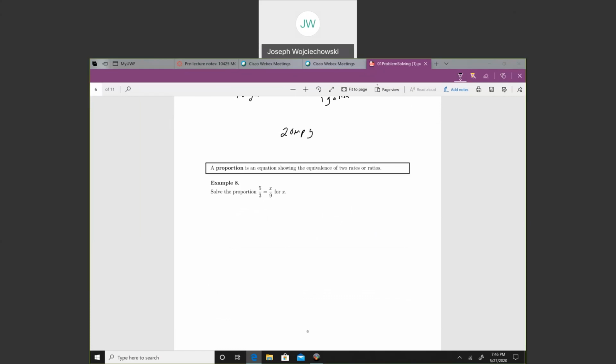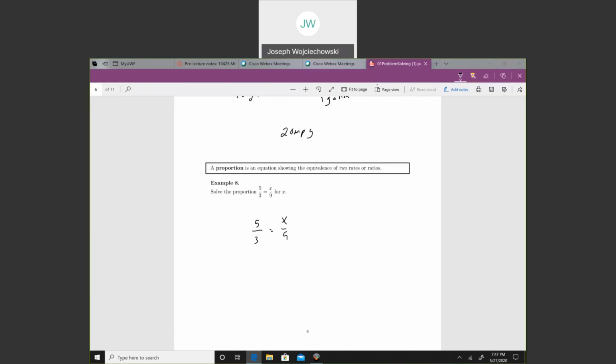The next thing we're going to talk about is a proportion. A proportion is an equation showing the equivalence of two rates or ratios. So basically we have two rates or two ratios that are equal here. We have 5 over 3 is equal to x over 9.